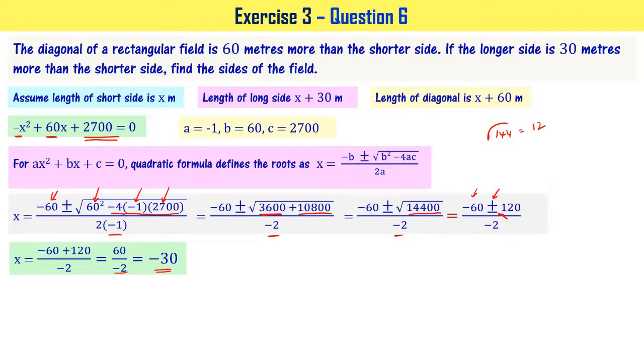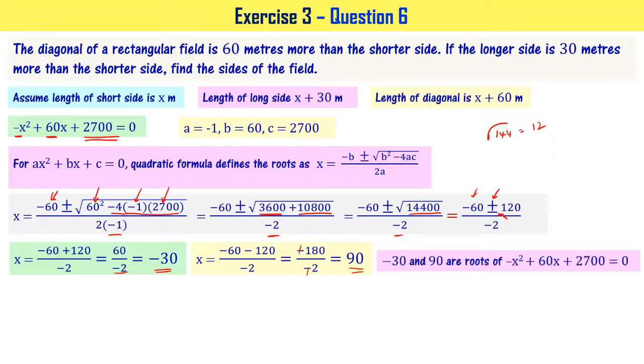This is a negative number. Now when I take the minus sign, x is going to be minus 60 minus 120 divided by minus 2, right? That is going to be minus 180 divided by minus 2. I can cancel these two minus signs so that it becomes just plus 90. You have two values for x, one is minus 30 and the other is 90, right? So these are the roots of the given quadratic equation.